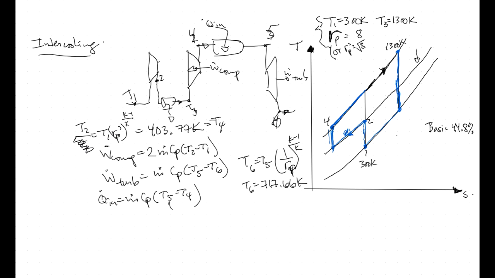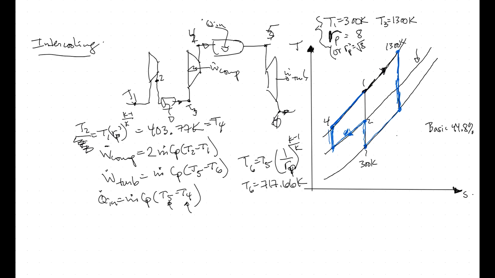T5 is 1300 Kelvin. T4 is the same as T2, the temperature after each compressor, so 403. So you can already see we're getting the same amount of work out. I'm expecting the efficiency will be lower because I'm getting the same amount of power out from the turbine, that's this vertical drop, but I'm getting much more heat in, because before I only had to go from this intermediate point here all the way out to 1300 Kelvin. Now I have to go from all the way down here. So adding intercooling is probably not going to be very good.